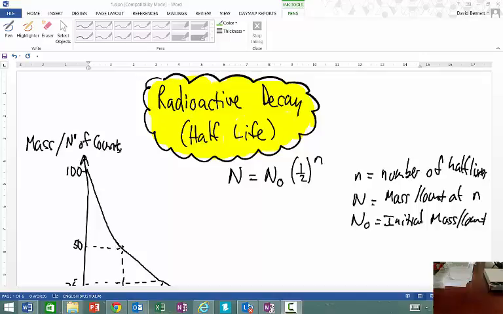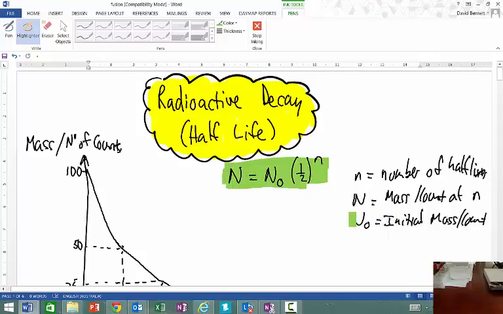Okay, now there's a nice little formula here that will actually help us to be able to do any calculation, and that is N, which is the amount of material or the number of counts, is equal to the original. So N0 is the initial mass or the initial counts, and that's times a half, to the power of n, which is the number of half-lives that we've actually got there. So that is probably a formula that you will need to remember, I think.